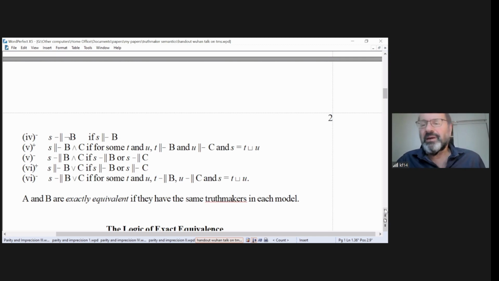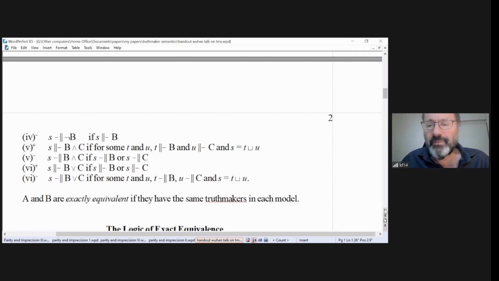Then I can explain that two formulas are logically equivalent just in case, in any model, in any world of that model, if one of the formulas is true of that world, then the other is. Okay, and I can explain logical consequence and so on and so forth. So there are a whole bunch of notions. Now, it turns out in Truthmaker Semantics, there are many other notions that you can define.